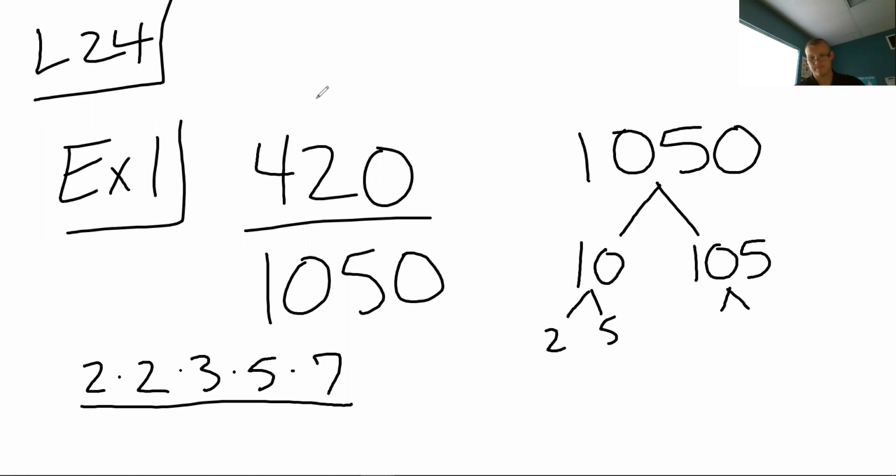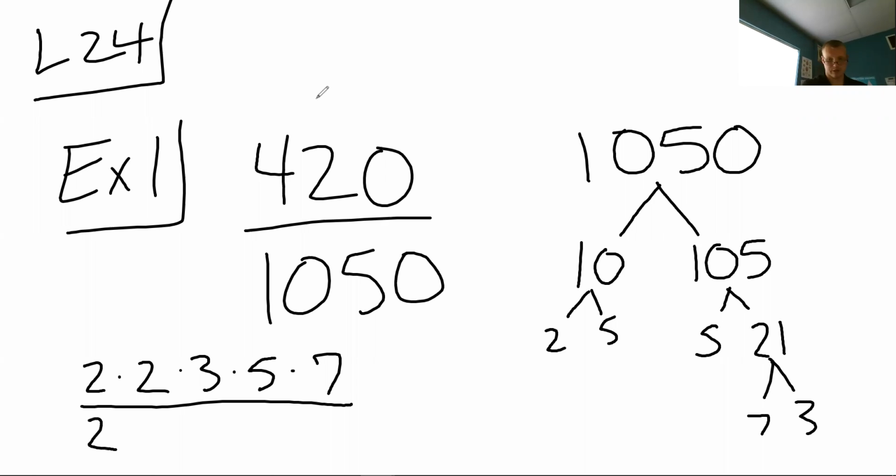5 is. Yep, 5 and 21. Am I done there? What else? Yep, 7 and 3. Now I'm done because nothing goes into 2, 5, 7, or 3 except for 1 and that number.